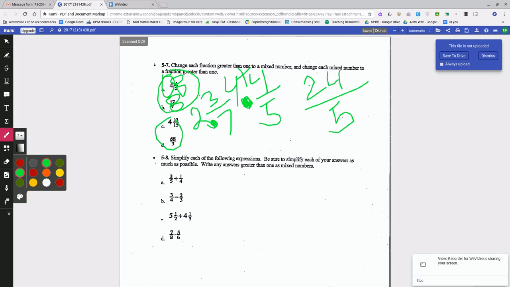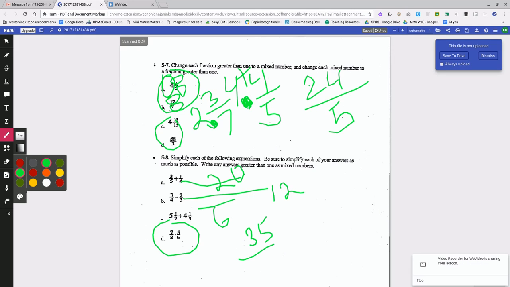Not going to spend too much time going over these. Again, get common denominators for 5 and 4; you can use 20. For 4 and 3, you can use 12. For 3 and 2, you can use 6. For 8 and 6, now we practiced this today. You just multiply straight across when you're multiplying fractions, so we would get an answer of 35 over 48, which cannot be reduced. So that's probably the easiest one.